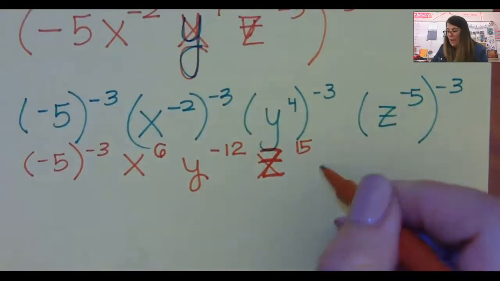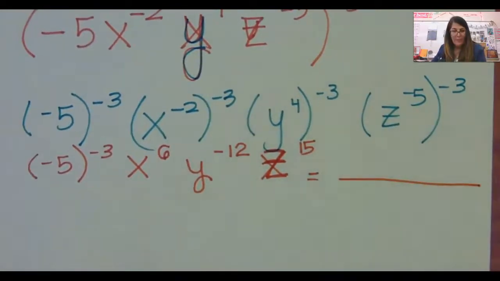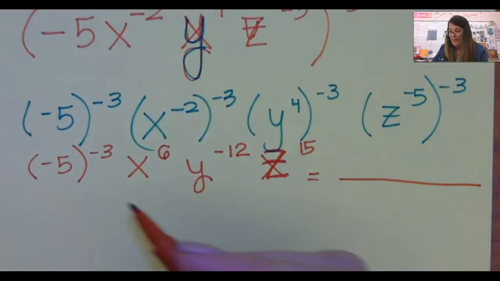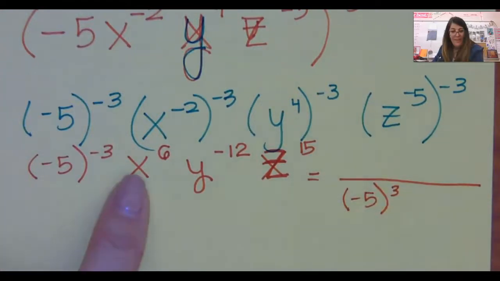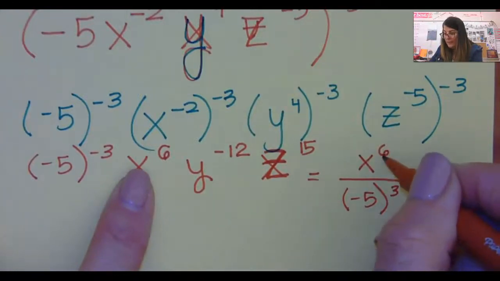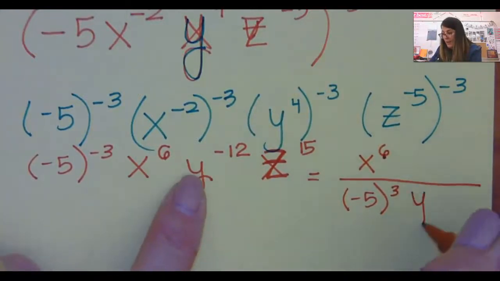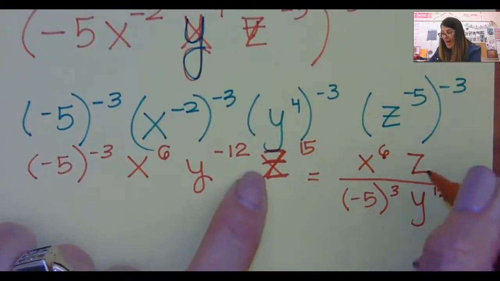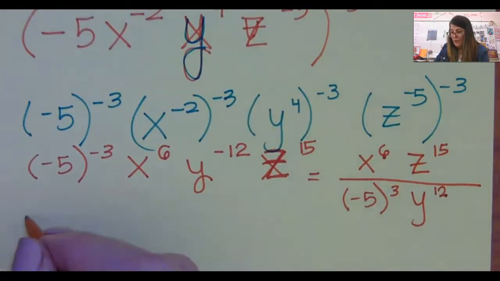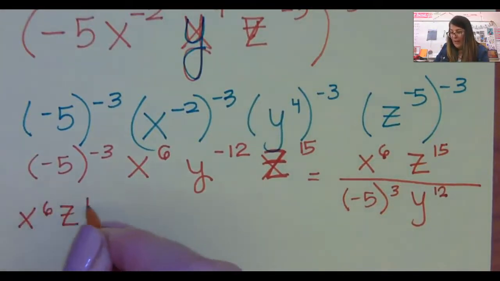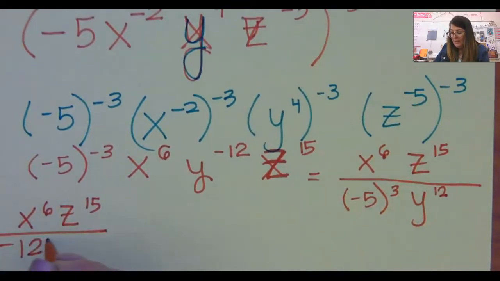Okay, so now, when I have negative exponents and I'm ready to move them, I draw a fraction mark because I know I'm going to be putting things in the denominator. This is negative. It comes down here like this. This is positive. So I take care of it one thing at a time. This doesn't need to move. This does need to move, so it comes down here. This does not need to move. Now, if I'm evaluating negative 5 to the third power, it's negative 125. So my answer looks like this.